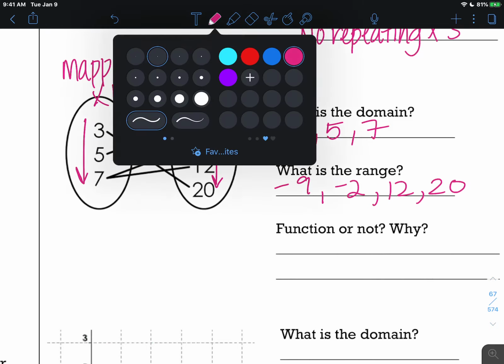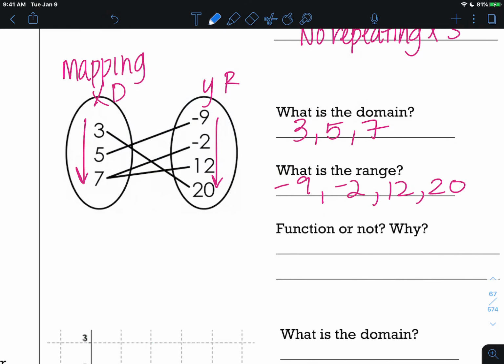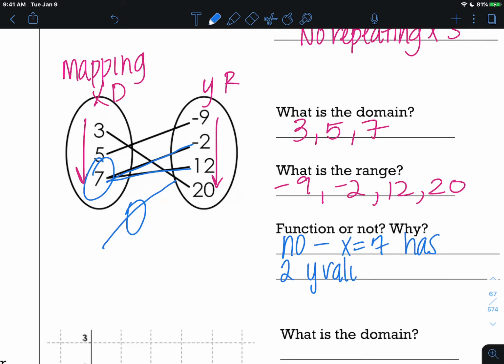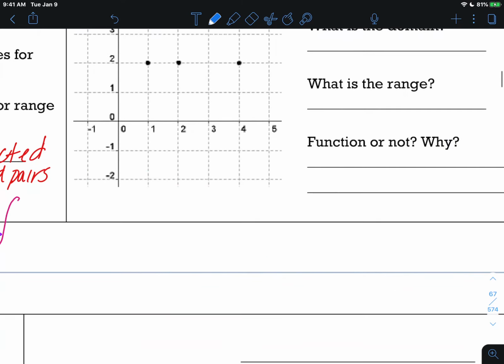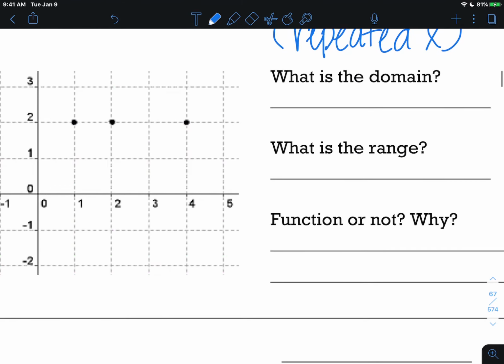So now I need to ask myself, is this a function or not? Well, let me look down here. And it looks like 7 is heading off to 2 friends. That's definitely not a function. No. X equals 7 has 2 y values. It repeated an x. Simple.